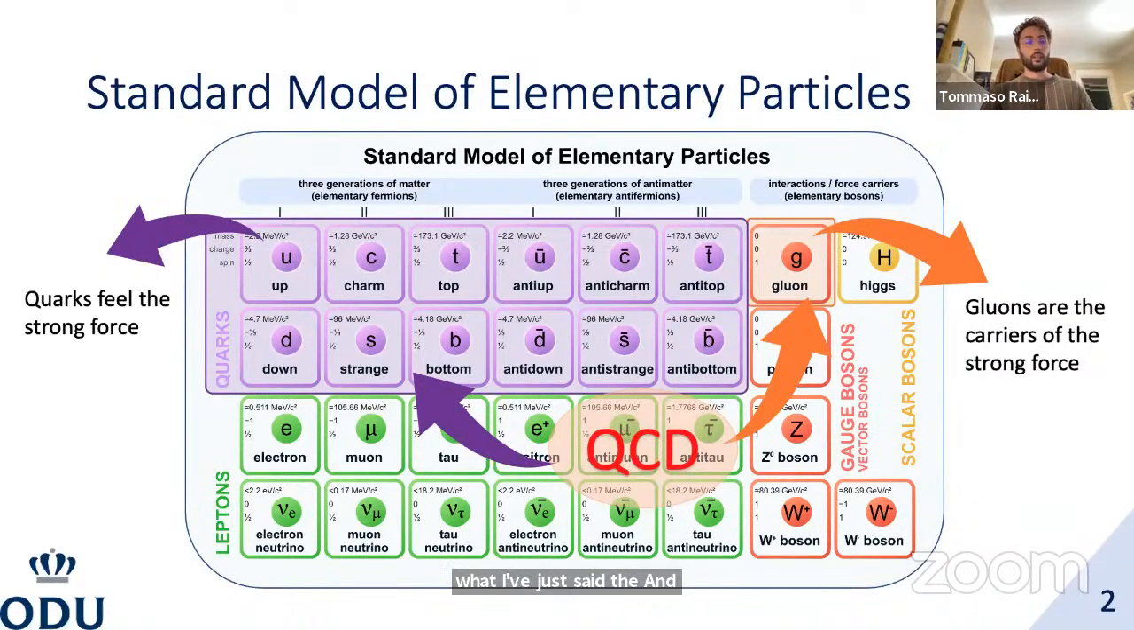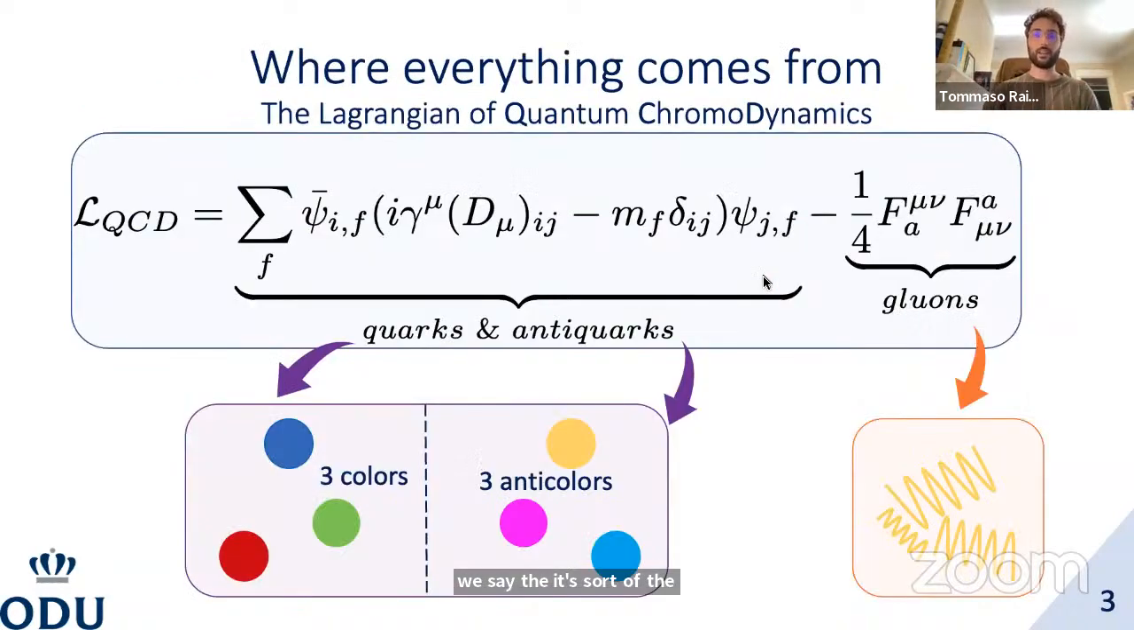Now, in particle physics, we often like to describe everything with one single formula, sort of the generator of all the physics. Here it is, called the Lagrangian of QCD, which is where everything comes from if you want to study the strong interaction. This very simple looking formula is just one equation, really one line. From here, you can extract, in principle, everything that's related to quantum chromodynamics, the strong force.